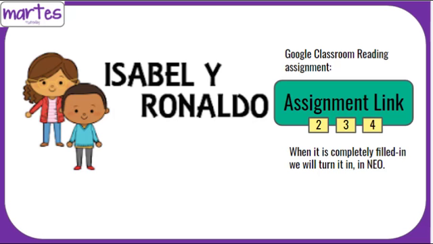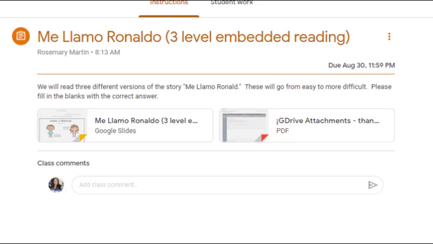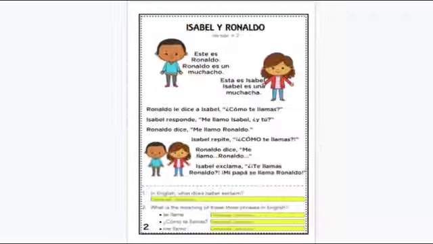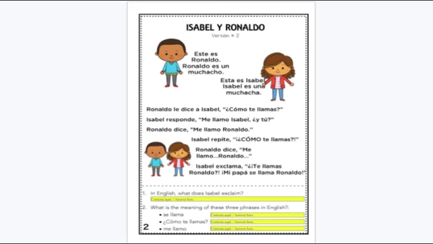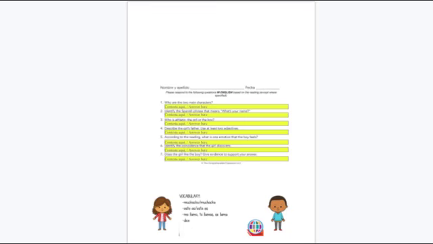Another thing that we do in class is we do a lot of reading. And this is an example of a 3-level embedded reading. Students would click on the link that says Me llamo Ronaldo, and it would take them to this presentation, which will be able to click and answer the questions. As we go along, there are 3 different versions. The easiest version is level 1, of course, then level 2, level 3, and all of them have questions that pertain to the level that they're reading.